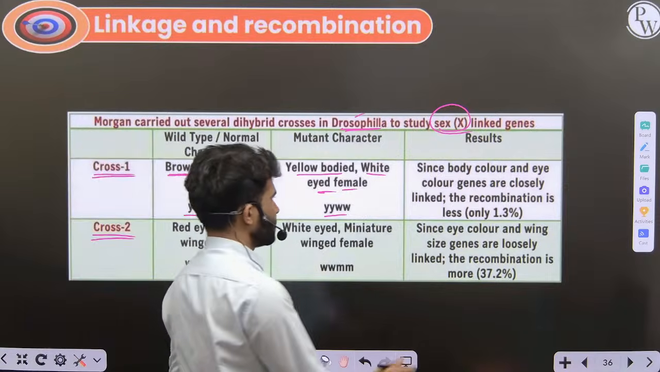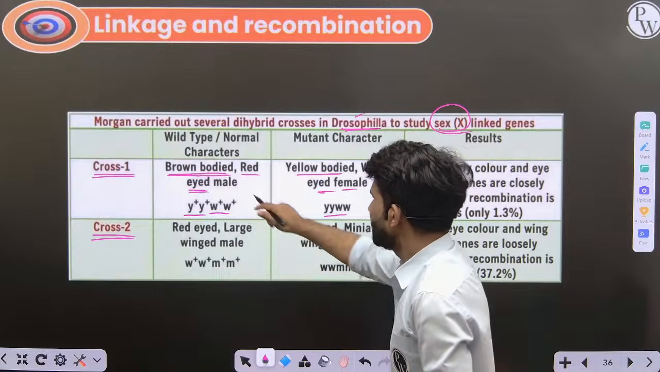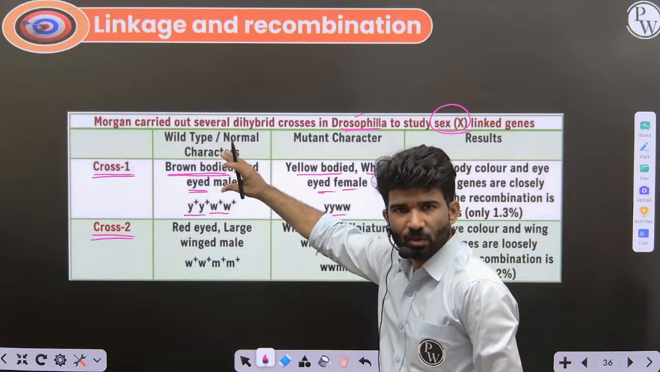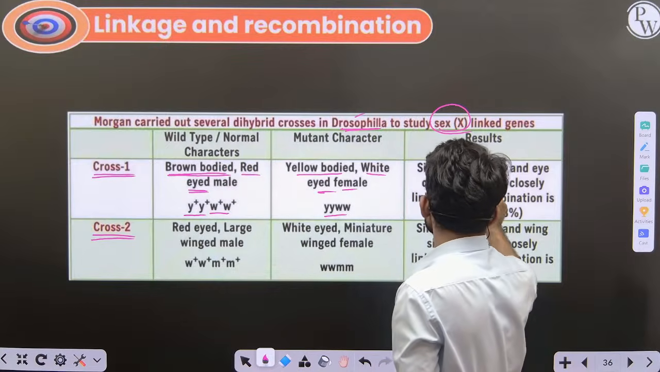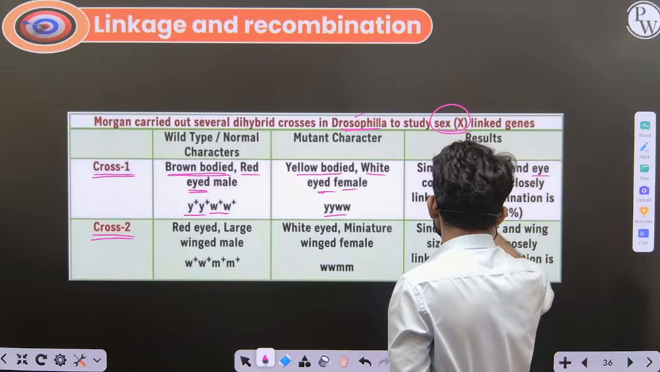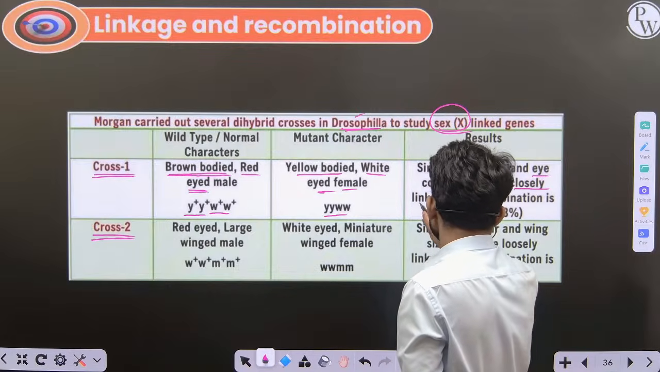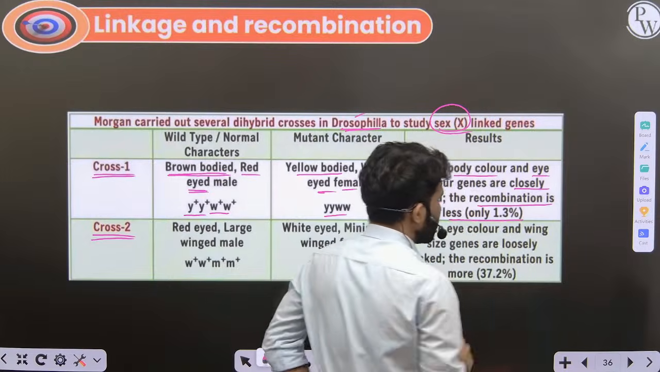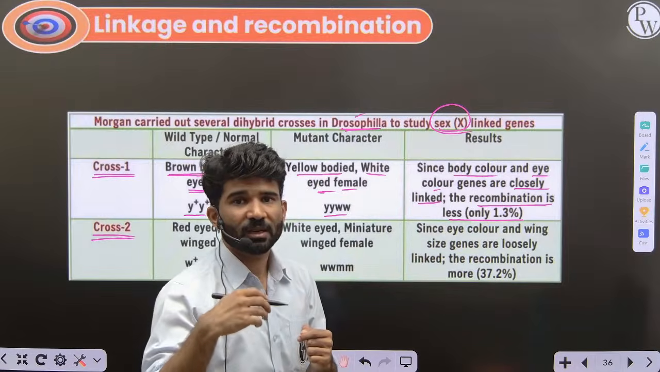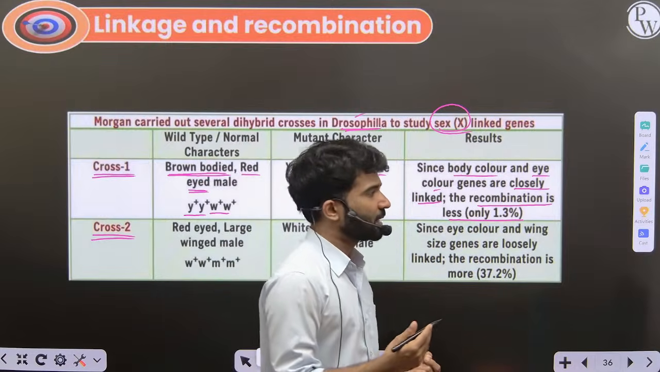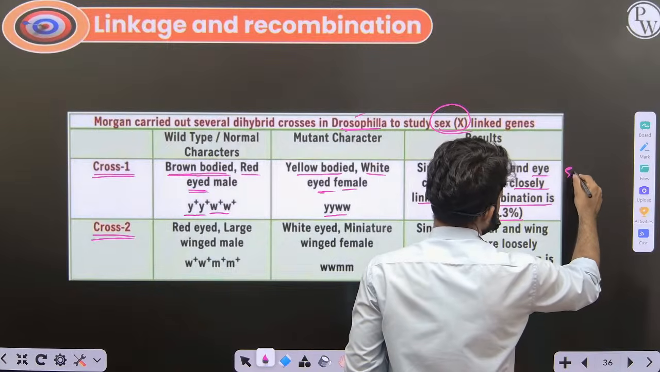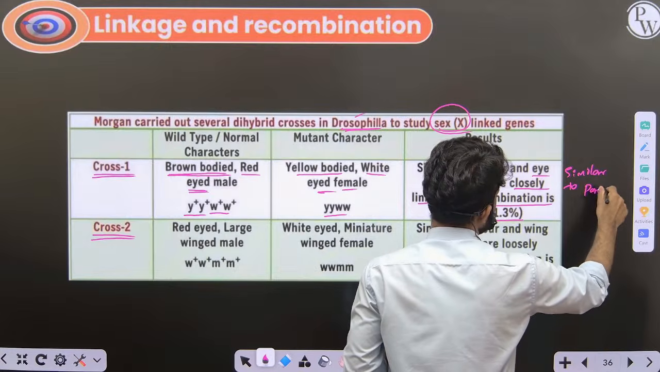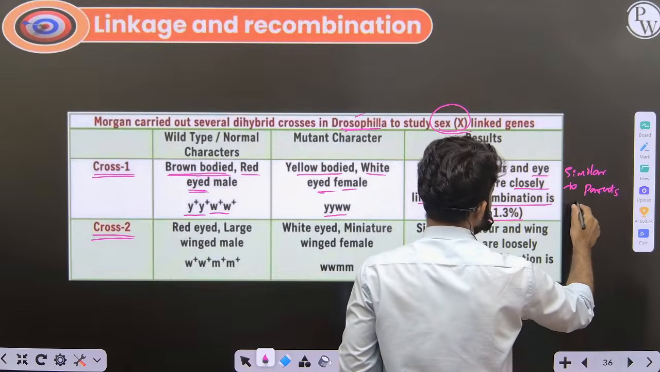So what they say is, in this first crossing, the genes coding for brown body and red eye are in close proximity to each other, since the body color and eye color genes are closely linked. When they are closely linked, the recombination is less. Variations will not occur more than this. That means they are similar to the parental combination. Similar to parents. How much?